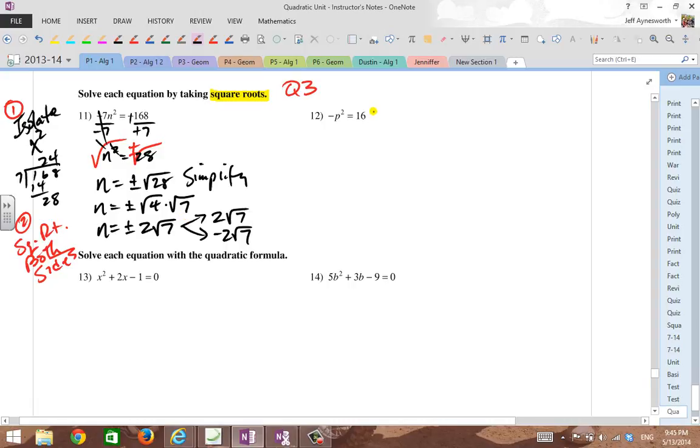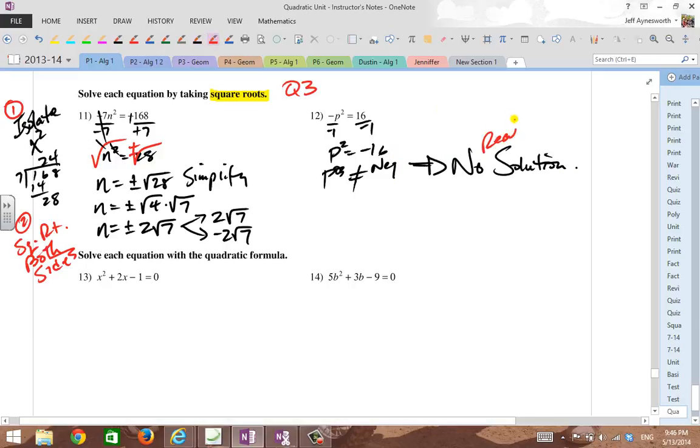All right, number 12. We got to isolate p squared. Let's divide by negative 1. Real simple, right? So we get p squared equals negative 16 because 16 divided by negative 1 is negative 16. And since something squared is always positive, and this is a negative, we know they can't be equal to one another, and because of that, there's no solution. You can try square rooting, but you can't square root a negative. So once you square root the negative 16, you're not going to get a real number. There's no, well, okay, no real solution.